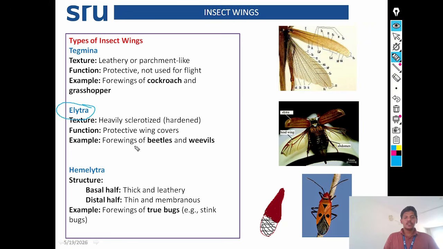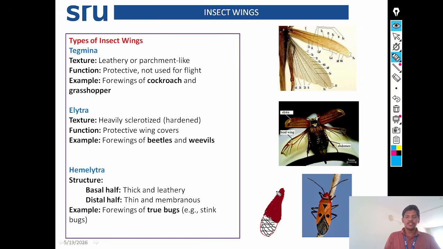Elytra. Example, this type of wings are there in beetles and weevils. These are heavily sclerotized, that is hardened wings. These are also protective in function. They protect the hind wings.